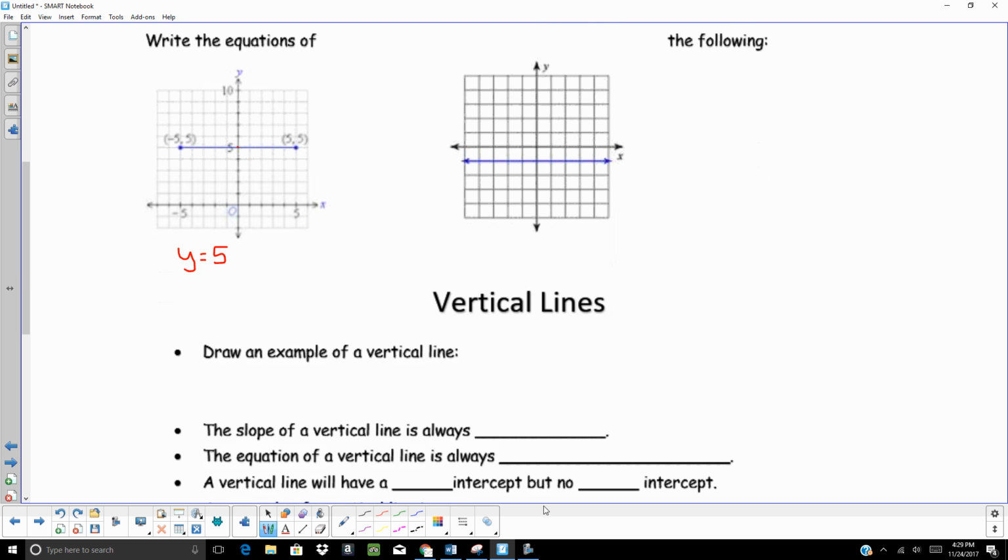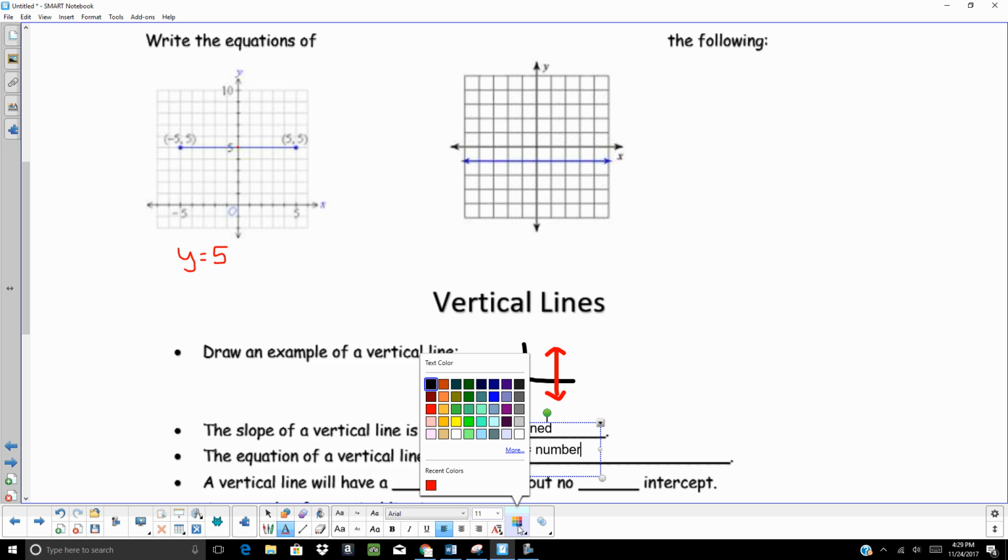All right, vertical lines. If I wanted to give an example of a vertical line, here's my coordinate plane system. And a vertical line is going to go up and down. The slope of a vertical line is always undefined. The equation of a vertical line is always going to be x equals some number.